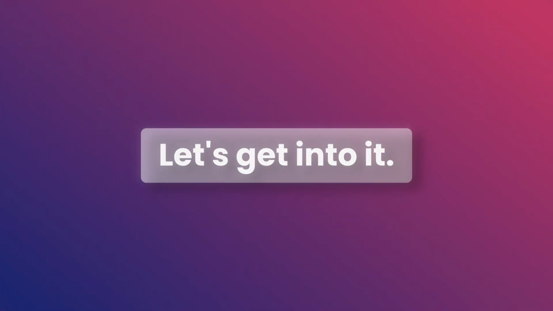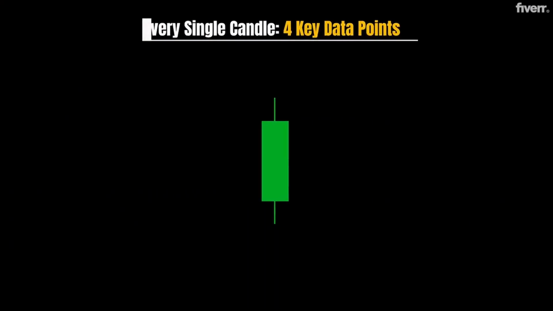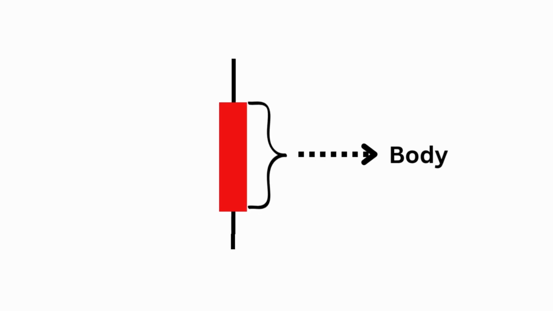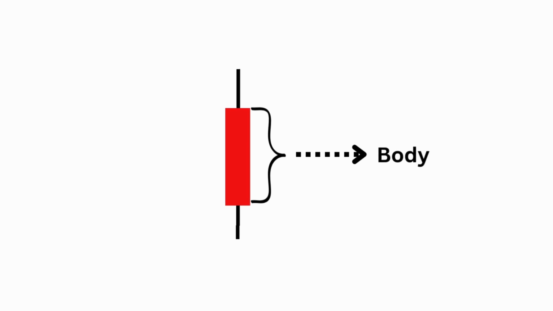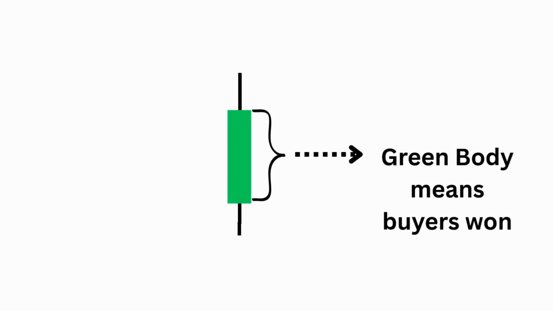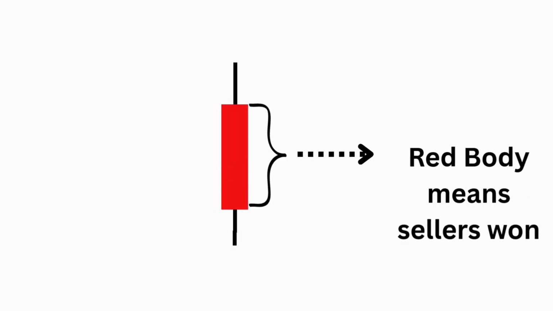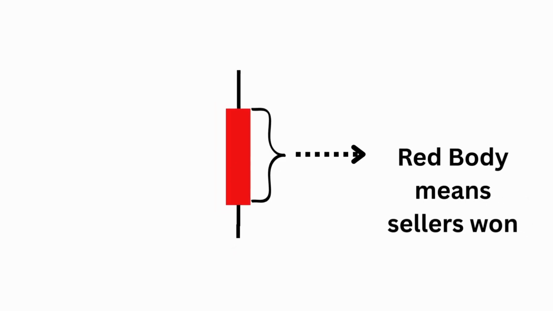Every candle on your chart shows you 4 things: the open, where price started; the high, the highest point reached; the low, the lowest point; and the close, where price ended. The thick rectangular part is called the body. Green or white body, price closed higher than it opened, buyers won. Red or black body, price closed lower, sellers won.